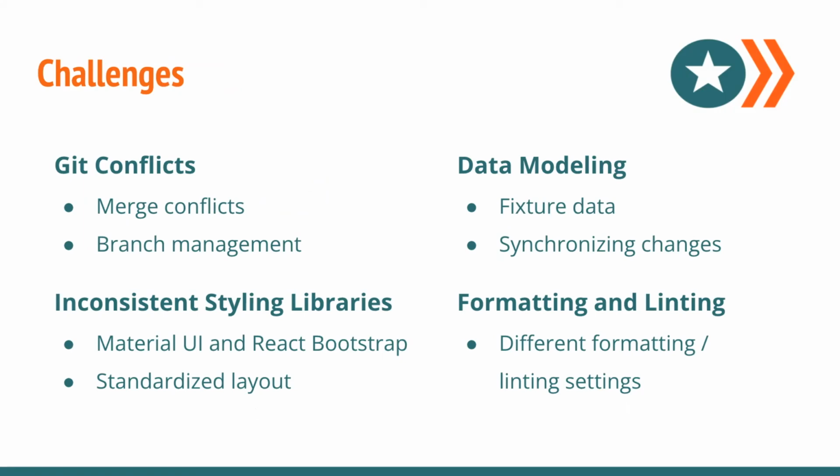These challenges are Git conflicts, data modeling, inconsistent styling libraries, and formatting and linting. The first of our challenges was handling Git conflicts. During the beginning stage of the project, we had to figure out a Git workflow that would work for us. After handling a few painful merge conflicts, we learned a system that worked and we were able to smoothly integrate all of our own development branches into our main branch, resulting in a very smooth workflow.